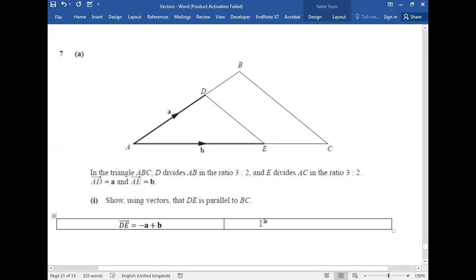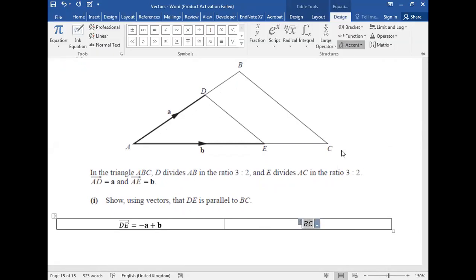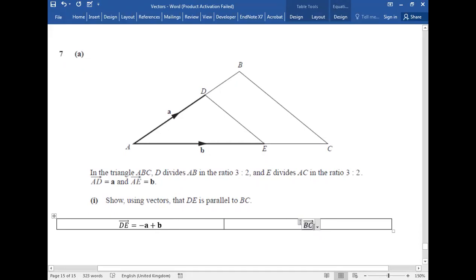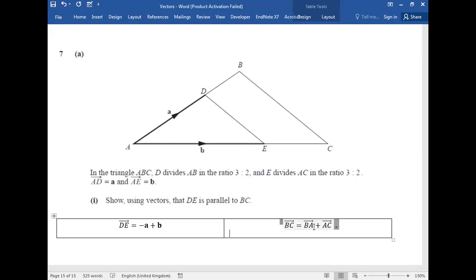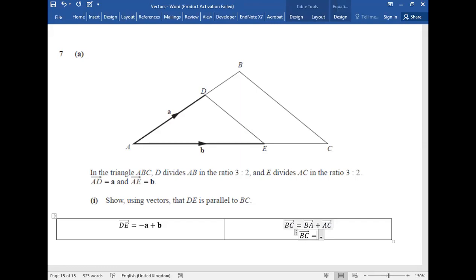Okay. Then we have to find the vector BC. How do we intend to find BC? BC will be found by taking BA plus AC. That's perfectly fine. अब जरा गौर से देखना. BA you have to find. And what does the question say? 3:2 का ratio है, right?